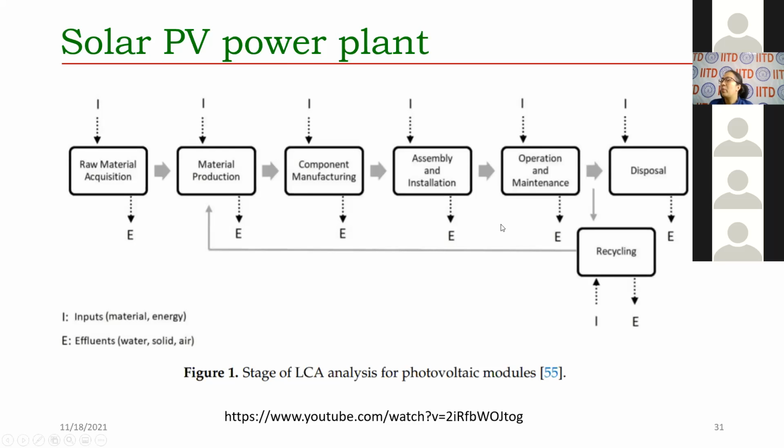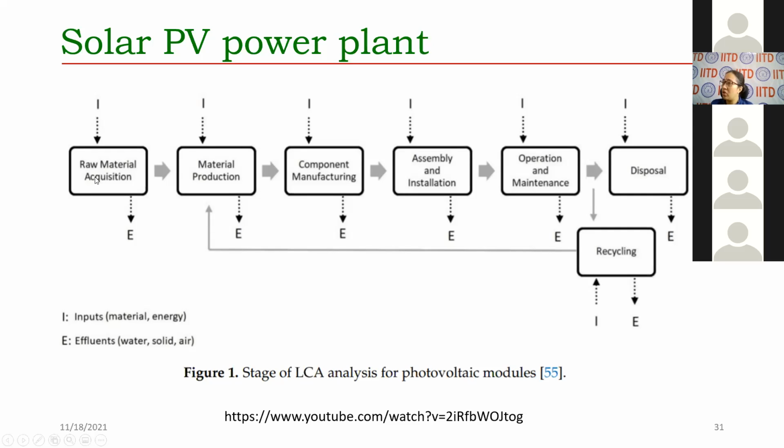Input material and output material have to be put in place when you do the life cycle analysis, right? So raw material acquisition, there is some amount of energy going in and material going in, water, soil, air, which is required. Then production, component, assembly, operation and maintenance. And then there is disposal.